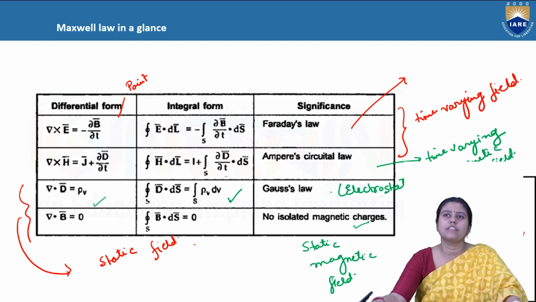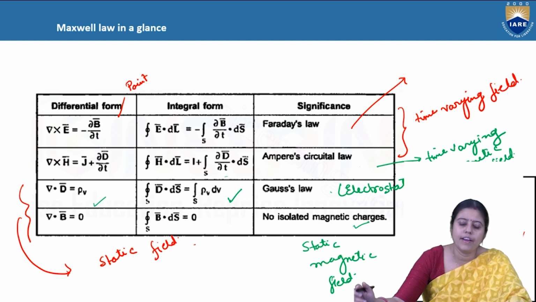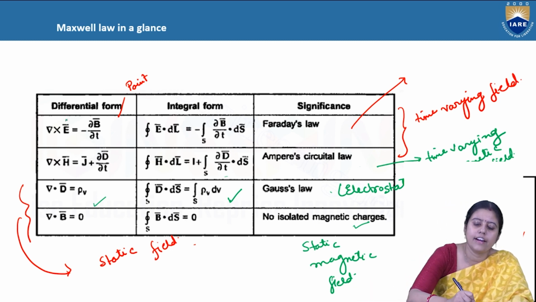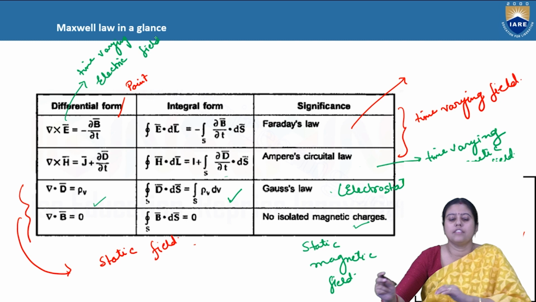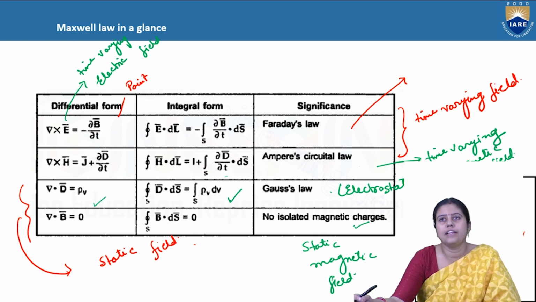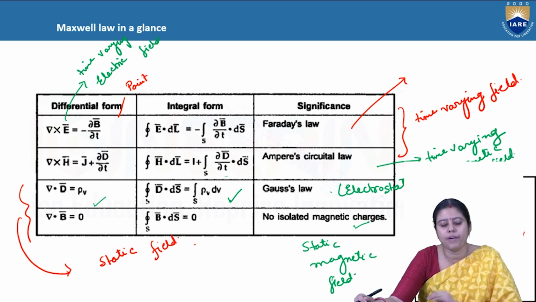Grad cross H tells about a time varying magnetic field, and grad cross E tells about the time varying electric field. And what we got? Grad cross E is equal to minus del B by del T. It is the modified Faraday's law.